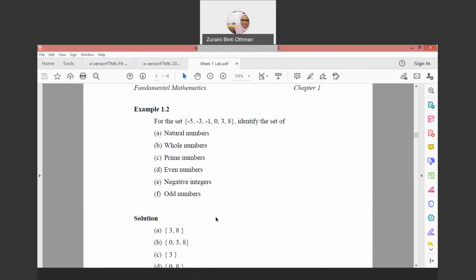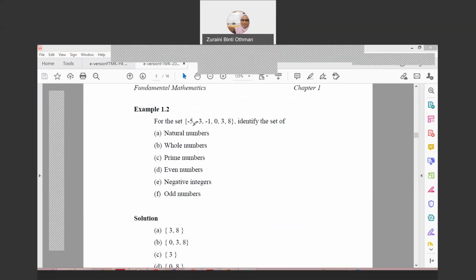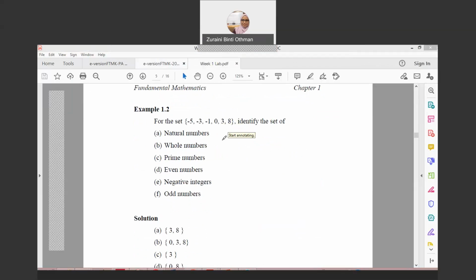For the set of -5, -3, -1, 0, 3 and 8, identify the set of natural numbers. Natural number from these numbers. Okay, natural number is not including 0, so the natural numbers are 3 and 8 only. Okay, whole number includes 0 now: 0, 3 and 8.